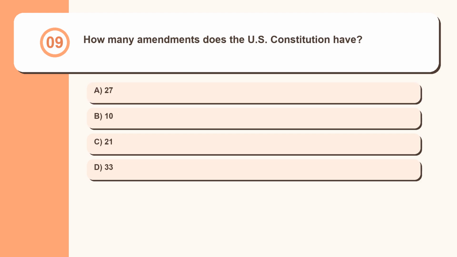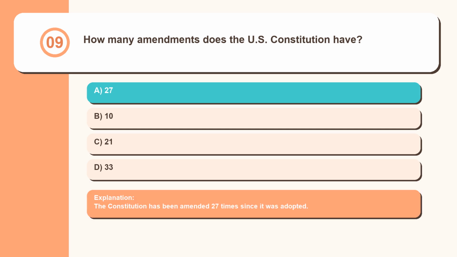Question 9. How many amendments does the U.S. Constitution have? 27, 10, 21, 33. The Constitution has been amended 27 times since it was adopted.